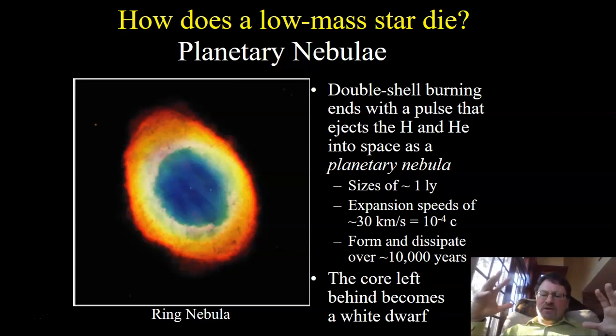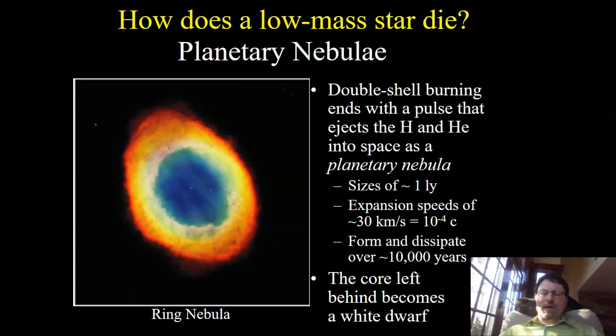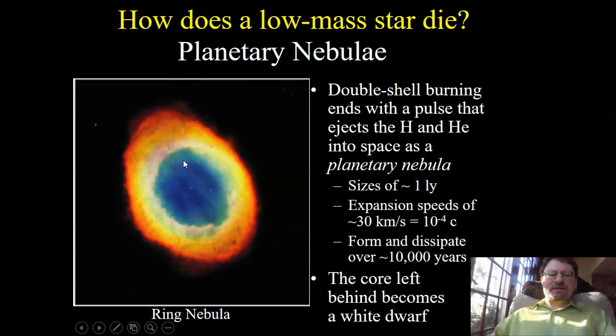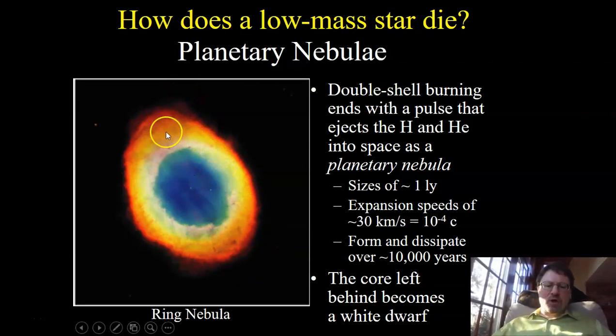Those outer layers that get blown off, that's what makes the planetary nebula, like in the astronomy picture of the day that we looked at today. And the core that's left behind, that core is a white dwarf after that point. So these planetary nebulae have typical sizes of a light year or so. We saw that the Clown Face Nebula today was about a third of a light year across.